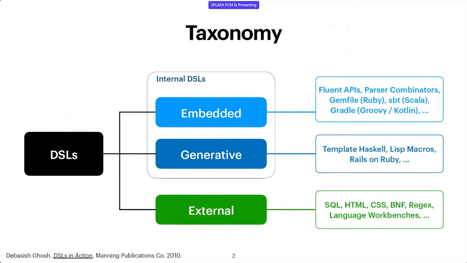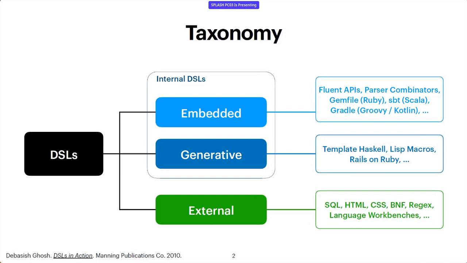Concerning computational embeddings, you may ask, what is embedding at all in terms of DSLs? Then let's take a look at the classification of DSLs first. According to the book DSLs in Action, there are three kinds of DSLs: internal ones, generative ones, and embedded ones. The concrete examples are listed on the right-hand side.